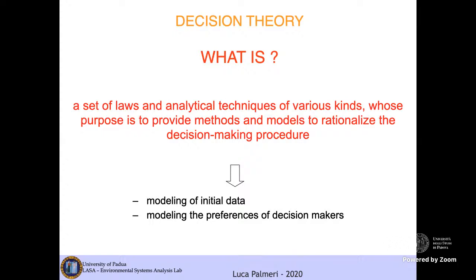You start by modeling of initial data and modeling the preferences of the decision makers. So we have a first level of modeling, which is a description of the environment in terms of initial environmental data, and the second level of modeling, which is related to the behaviors of the various decision makers or policy makers. So you have to include in this second part the subjective perception of all the subjects involved in the decision.